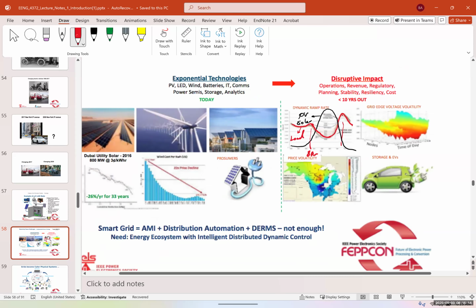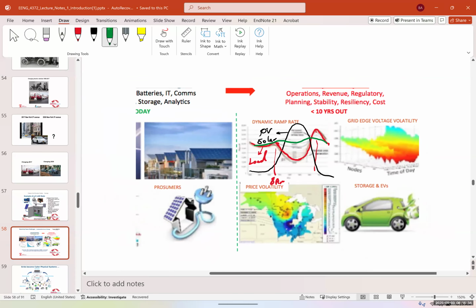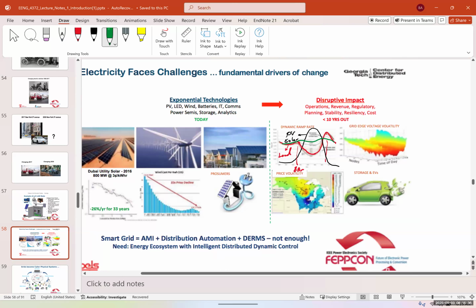The final goal here is to flatten this, to make this as flat as possible. Let me draw it with a different color. So we like this to look something like the green line that you would see. We don't want to have sudden peaks, because it's going to put pressure on your generation, on your transmission, and so on. So this is one way that they do it.